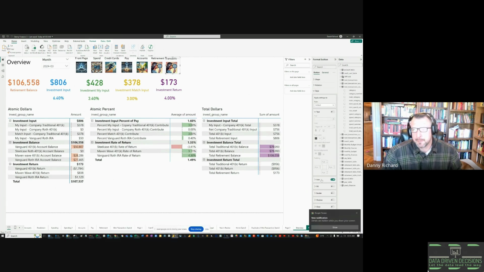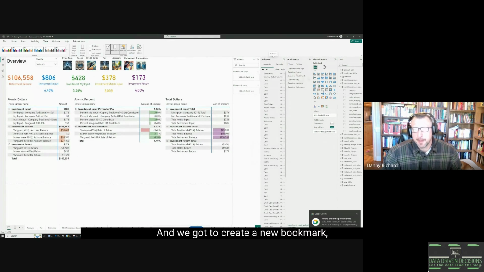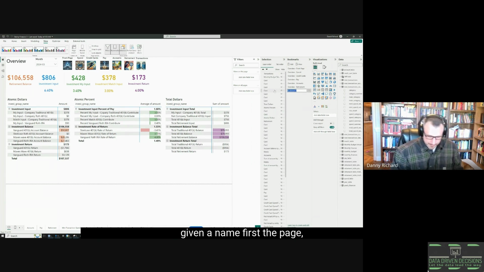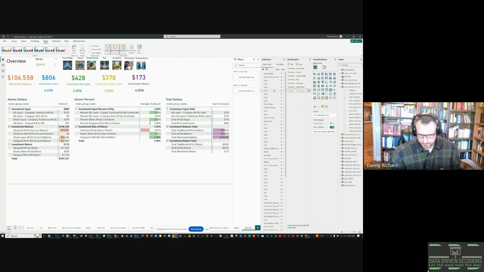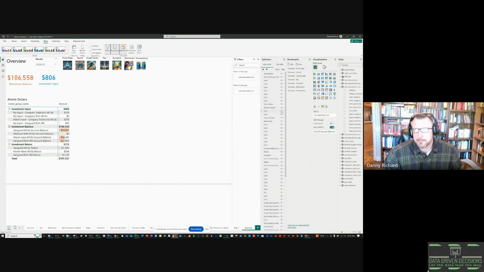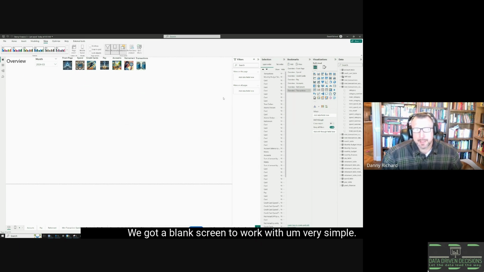For style, let's change the icon. All right, now let's go to the view section and open up bookmarks and selection. And we got to create a new bookmark. Give it a name. First the page, then the bookmark name. Turn off the data option. And let's hide cards that are still on the page and give ourselves a blank screen. All right, let's update. Now we got a blank screen to work with.